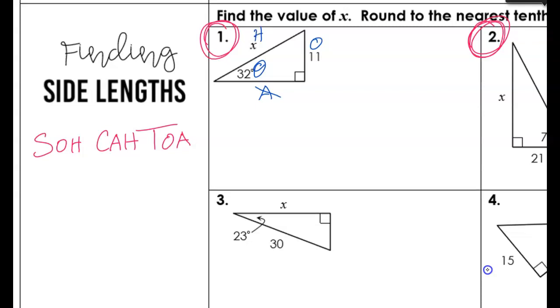So here, the only sides I'm dealing with are O and H. Because I'm only dealing with O and H, that makes this a sine function problem. Sine of theta is O over H. Now theta in this case is 32, O is 11, and H is X.